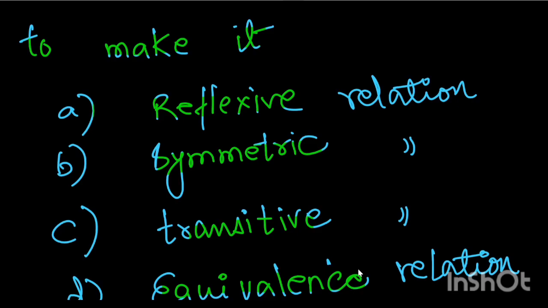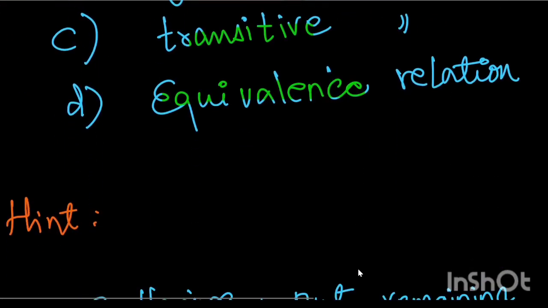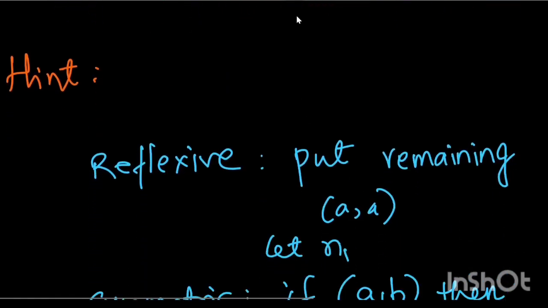How can we attempt this, guys? The hint is this: in order to ensure that it is reflexive, we need to have all the AAs. Whatever number of elements there are, that many ordered pairs of the type AA should be there. Even if some are missing, we have to put in the remaining AAs. Let the number of extra AAs that we put be N1. So N1 is the number of elements that we need to add.